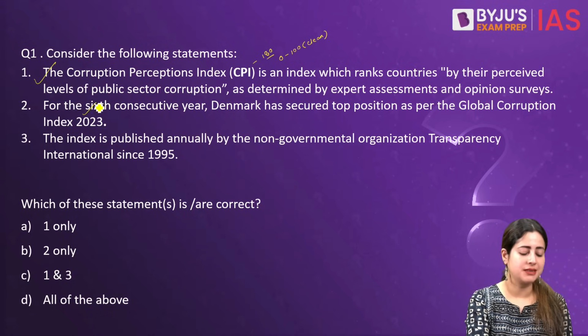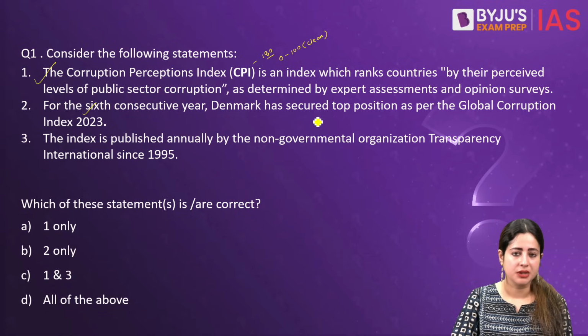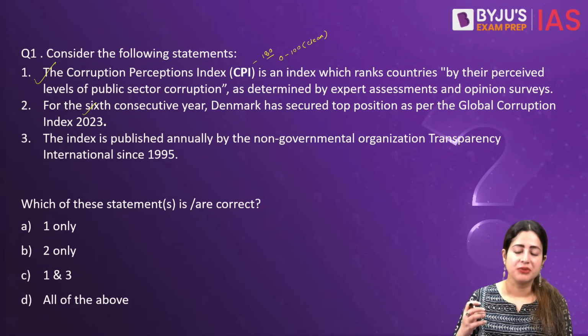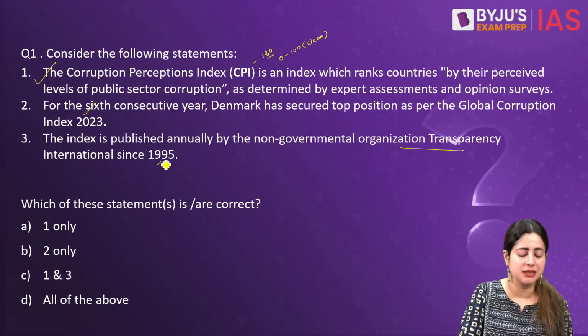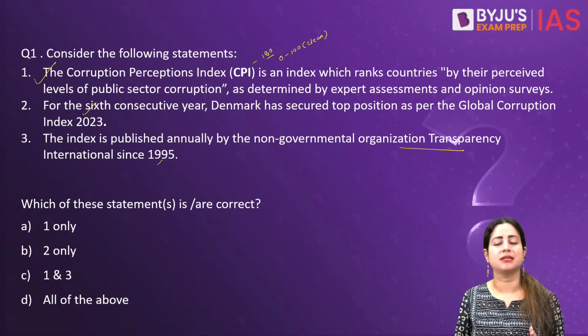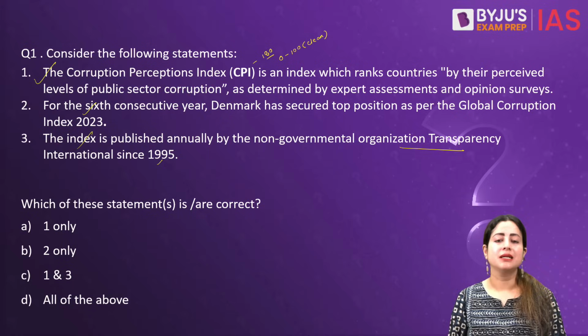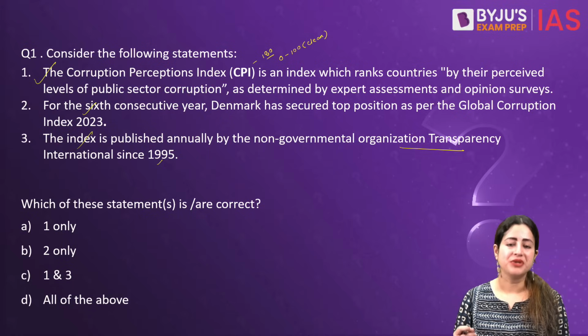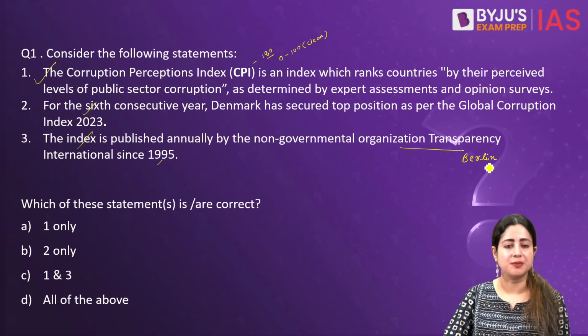Once again, this is a valid statement because indeed Denmark has topped the index with an amazing score of 90, followed very closely by certain other countries like Finland and New Zealand. Now, talking about the third statement, it says that the organization that publishes this index is Transparency International, and it has been doing this since 1995. Well, this is also a valid statement because indeed it is the non-profit, non-governmental international organization Transparency International that is based out of Berlin, Germany.